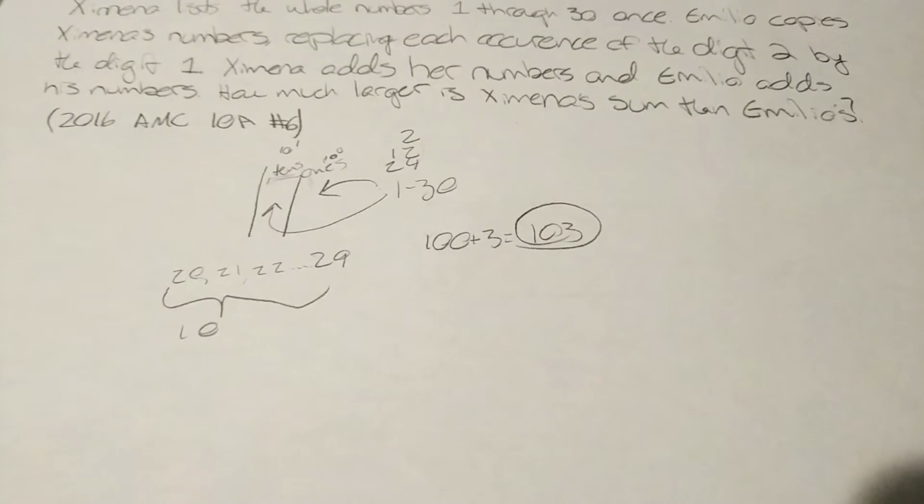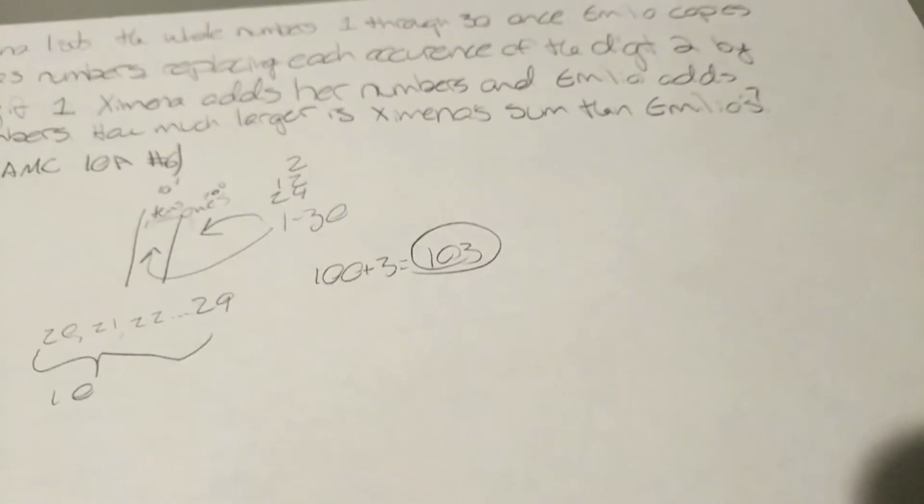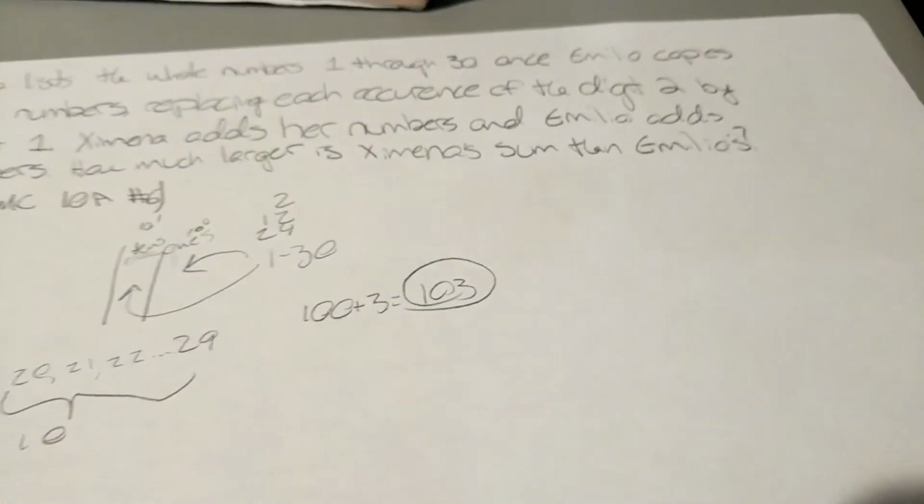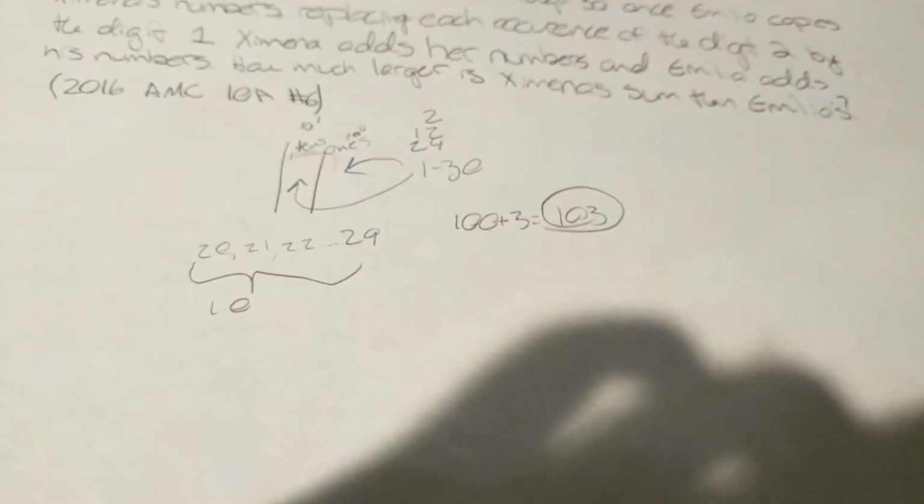Now, I'm sure that there are some tricks for counting numbers 1 through 30, and it would be a little bit more complicated, I'd assume, to count Emilio's numbers, but you could also do it that way. However, this way is much more mathematical and self-rewarding.